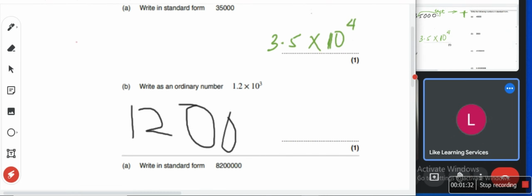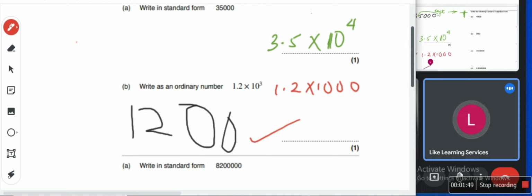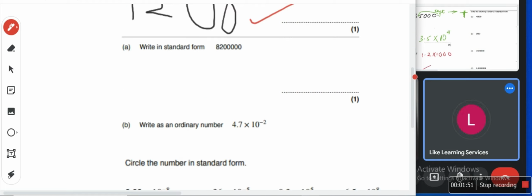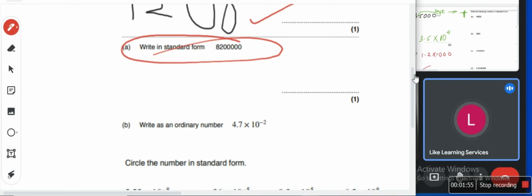Of course, you can rewrite something from a standard form to an ordinary number. 1.2 times 10 raised to the power 3 means 1.2 times 1000, and that actually gives this. So write this in standard form. Okay, let's follow the same principle. Let's go.